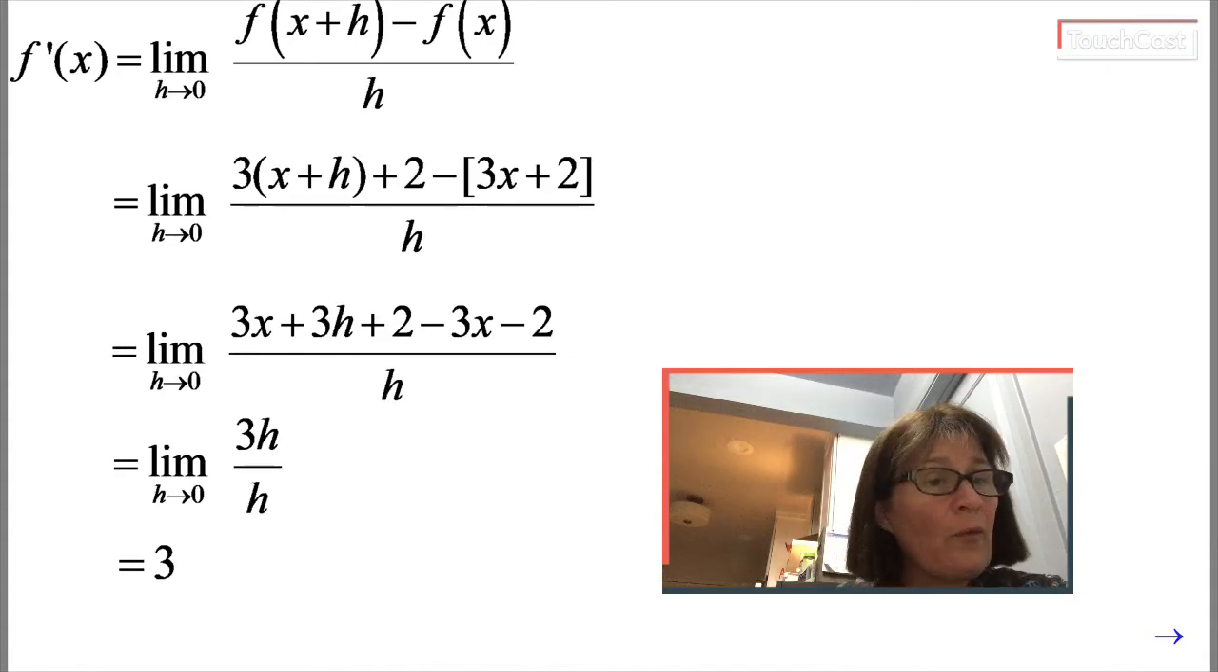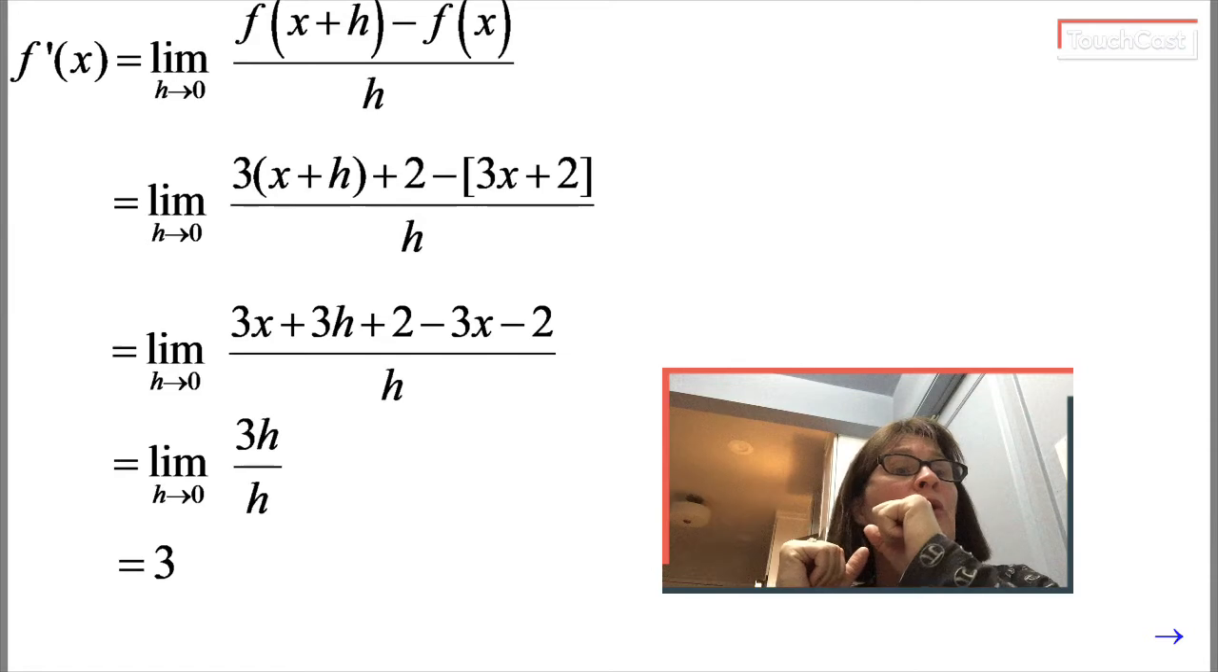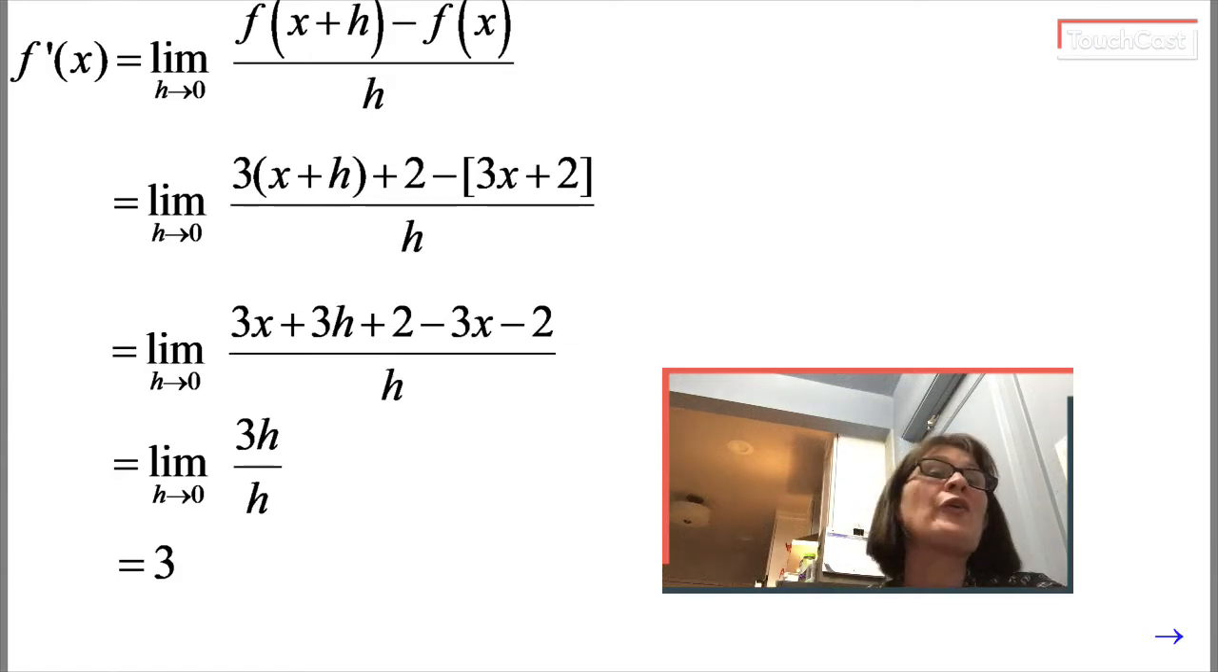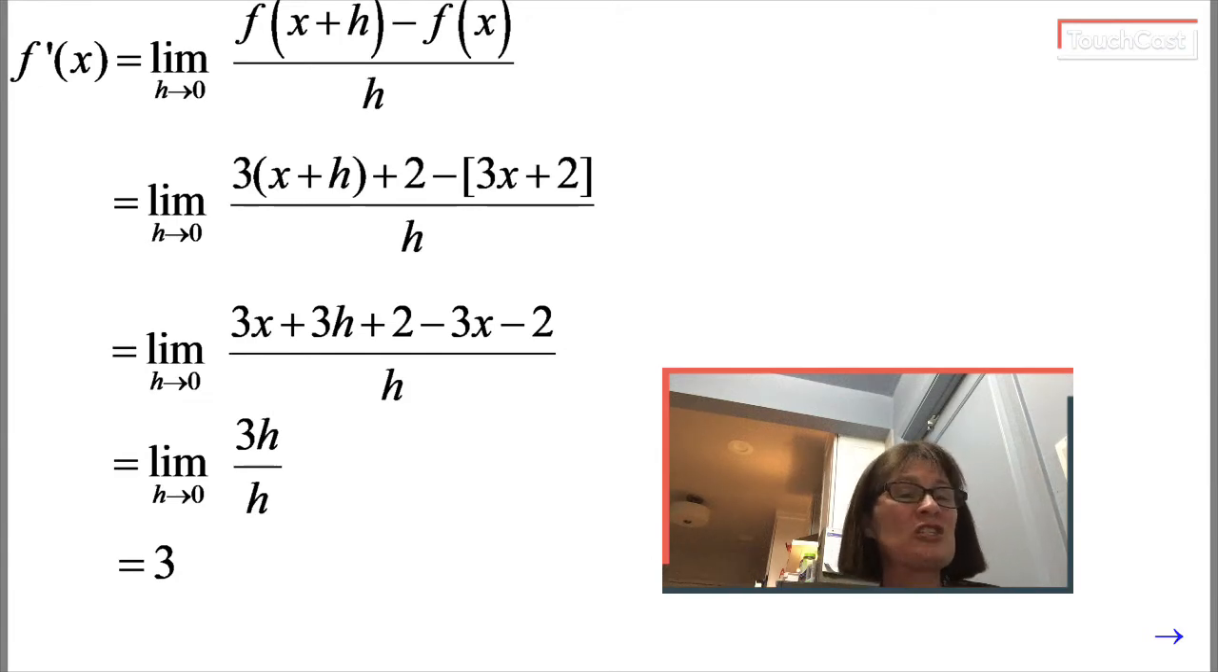And think about what you already knew. y equals 3x plus 2 is a linear function. And linear functions, you already knew how to find the slope, right? The slope of y equals 3x plus 2 is 3. So you knew that. And that's what happens here. This 3 isn't just a number. It's a whole function. It tells us the slope of 3x plus 2 at any x value.